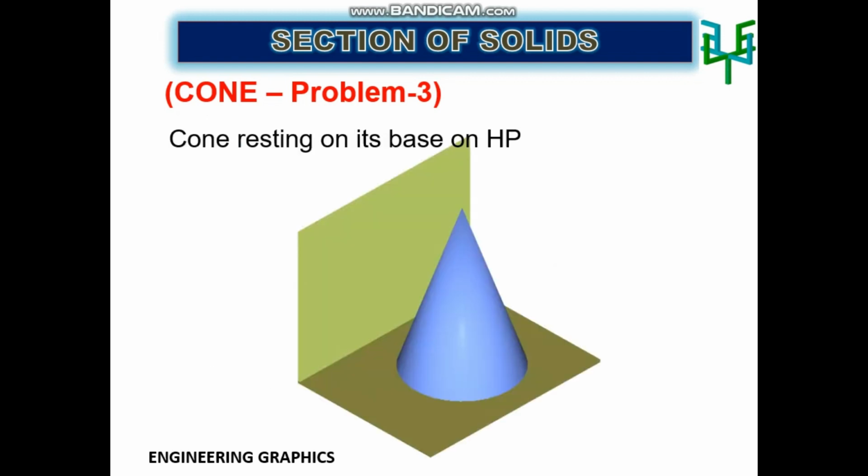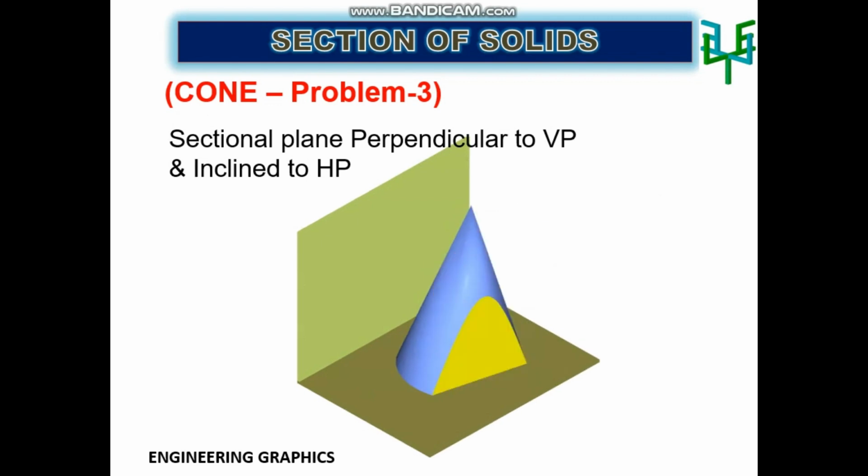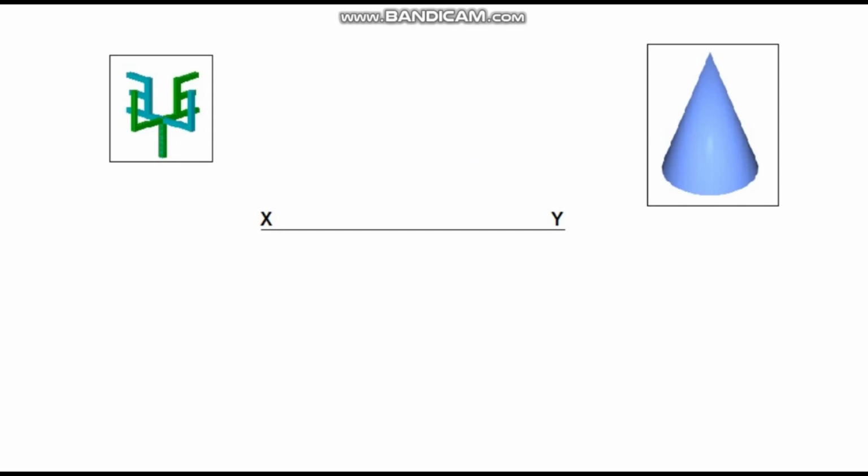Cone resting on the ground with its axis perpendicular to HP, sectioned by a plane perpendicular to HP and inclined to VP. Section portion is removed. Draw an XY line. Draw the plan of the cone as a circle. Divide the circle into an equal number of parts. Name the divisions.